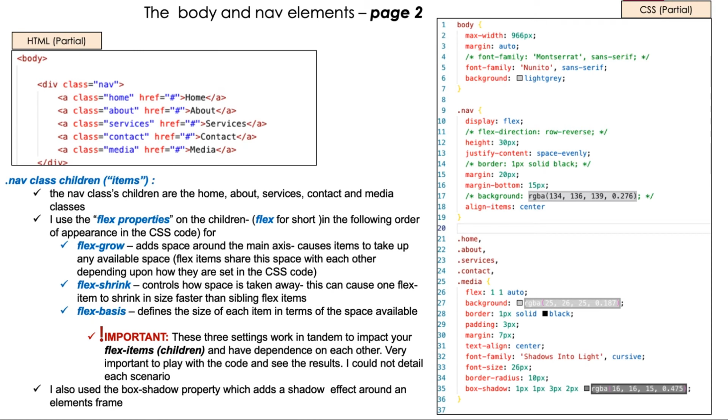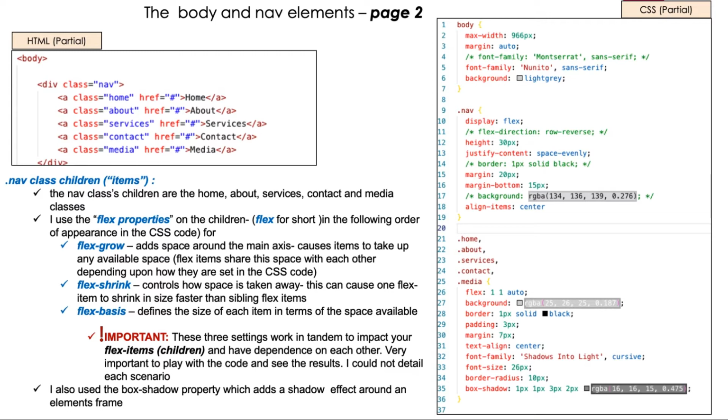The nav class's children are home, about, services, contact, and media. Now, it would have been smarter, since I'm going to style these all the same way, to just use one class and apply it to all of them, right? I didn't really have to do it this way. It's a little not DRY, if you will. I'm repeating myself.